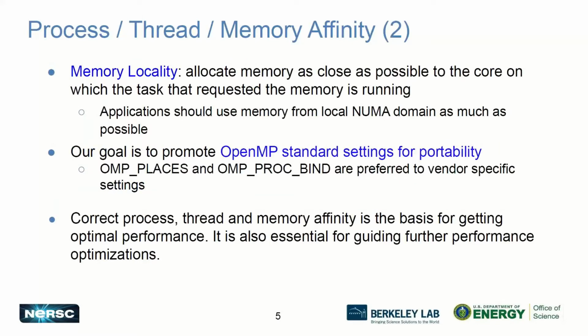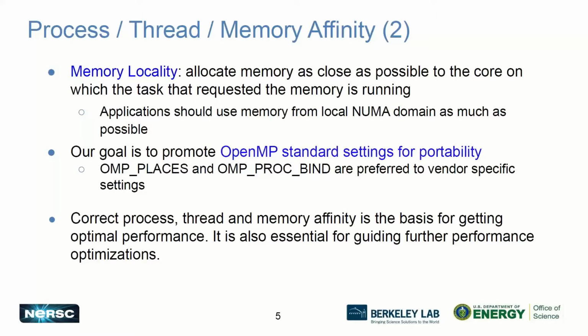So for memory affinity, you want to allocate memory as close as possible. The key point here is to use memory from the local NUMA domain as much as possible. For cache locality, we also want to reuse data in cache as much as possible. The goal is also to promote OpenMP standard settings for portability, preferred over vendor-specific settings.